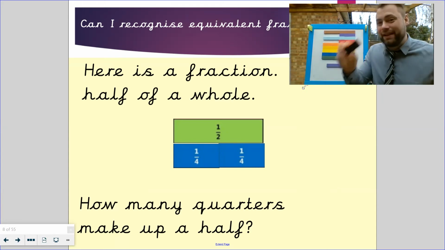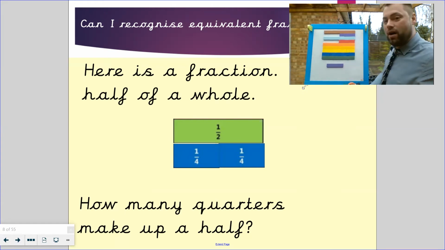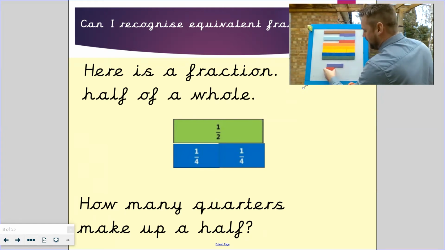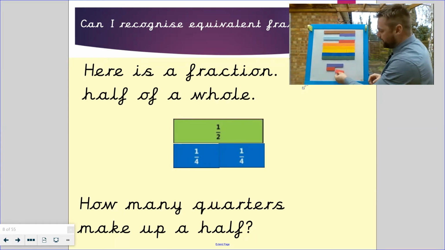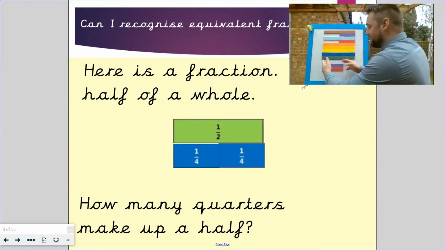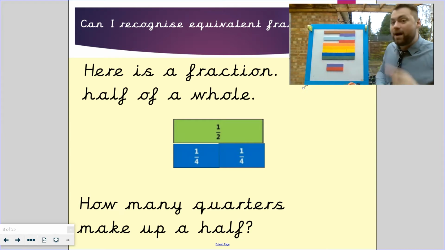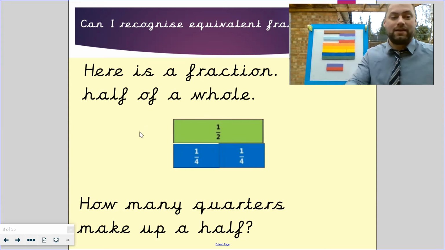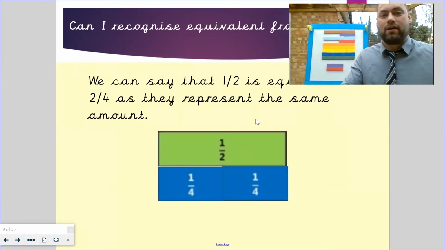Now, how many of these are going to make up 1/2? Let's find out, shall we? We put 1 there, and we put the other one there. How many quarters have I used to make half? I've used 2, okay? I have used 2 quarters to make up 1/2.